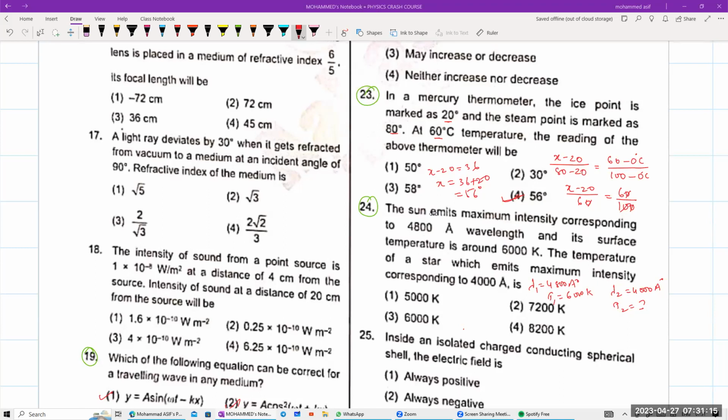Wien's displacement formula क्या बेटा? Lambda into T is equals to some constant. Isn't it? तो यानी lambda 1 T1 will be equal to lambda 2 into T2. T2 निकालना है अपने को यहाँ से. So T2 will be equal to lambda 1 T1 divided by lambda 2. Lambda 1 is 4,800, T1 is your 6,000 divided by lambda 2 is your 4,000. Isn't it? So that will give me answer कितना आ रहा? 7,200 Kelvin. Very good. चलिए.